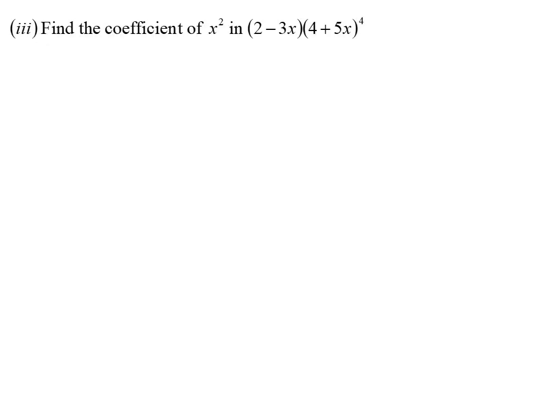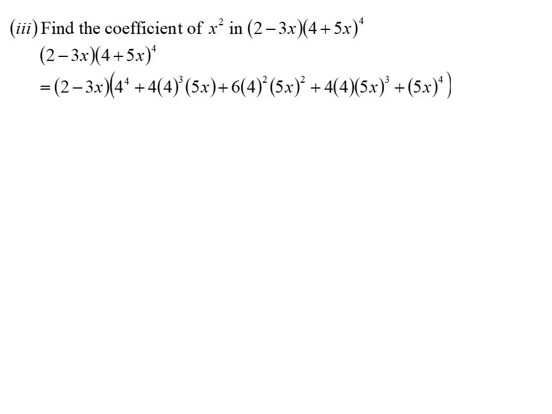If I had to find the coefficient of x squared in this particular expansion, again, I don't want to expand the whole thing out, but I'll expand out the power of 4 using the binomial coefficient idea. So there it is, 4 to the power of 4, then it becomes 4 times 4 cubed 5x, and 6 times 4 squared 5x squared, and so on. But I don't want to expand the whole thing out, because I'm only interested in the coefficient of x squared. So I'm only looking for things that will give me x squared.